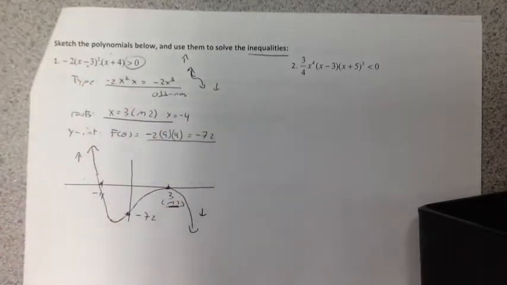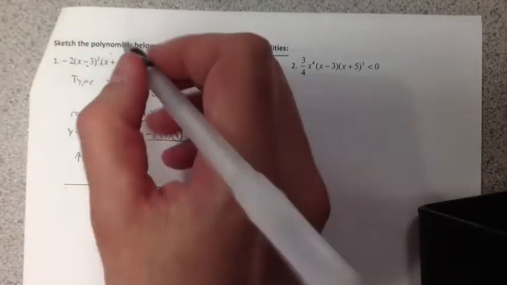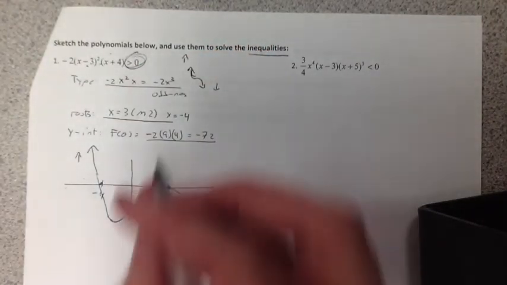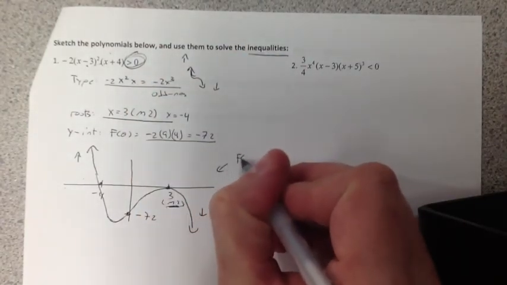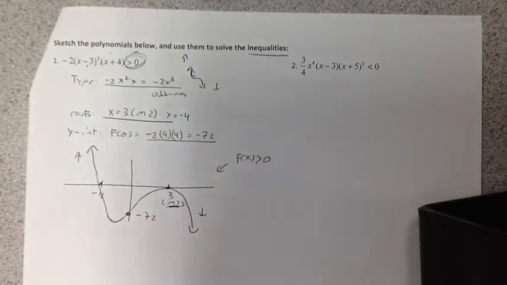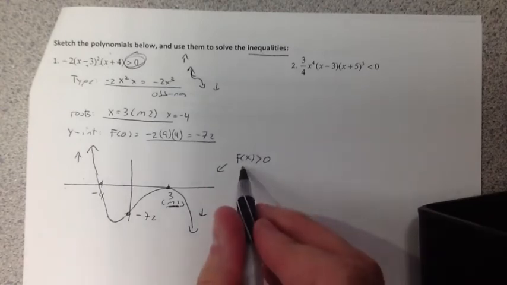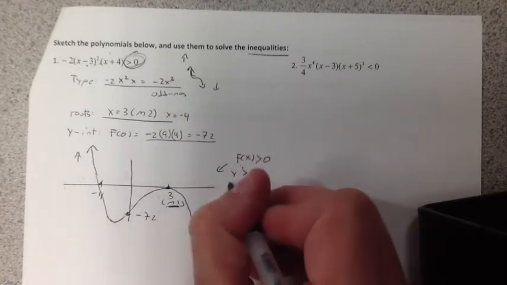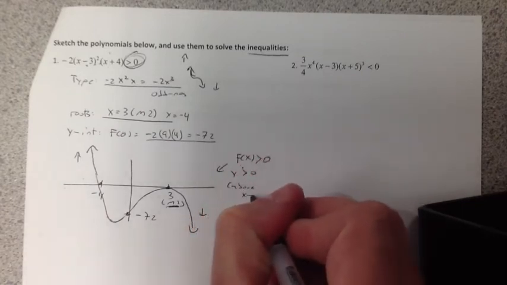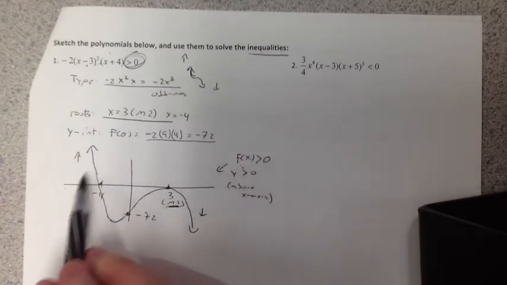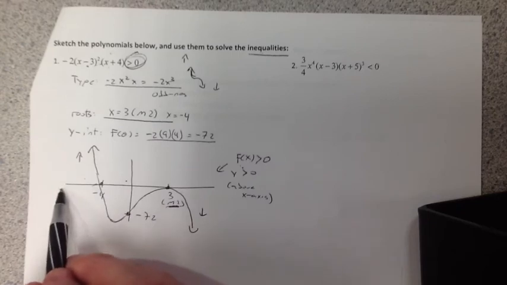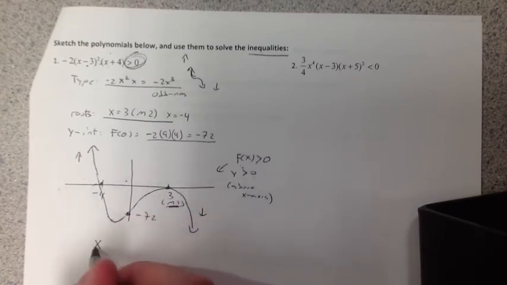Now, let's answer the question. The question says, when is our graph greater than 0? So, if you look here, when is the graph f of x greater than 0? This is saying, when are the y values greater than 0? In other words, we want it to be above the x-axis. And where's the only place where it's above the x-axis? That's right, before -4. So we would write it as x has to be less than -4.